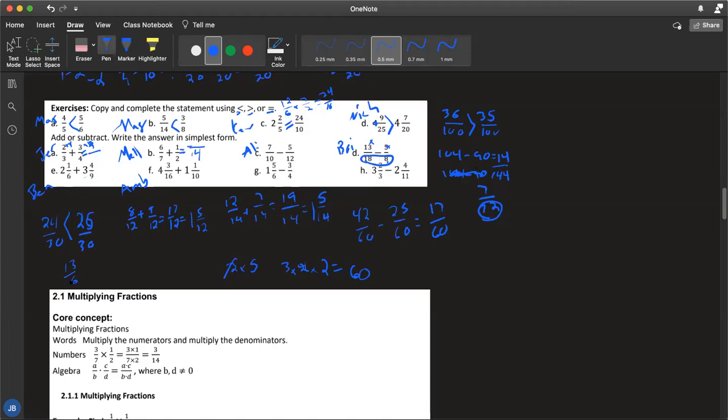And converted 3 and 4/9 to 31 over 9. Perfect. And the LCM of 6 and 9 is 18. To get from 6 to 18, you need to multiply by 3. So I multiplied 13 by 3 and got 39. Perfect. And I multiplied 31 by 2 to get 62. Perfect. And then if you add them up, it's 101 over 18.